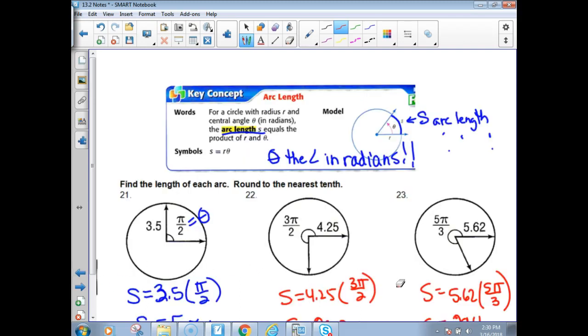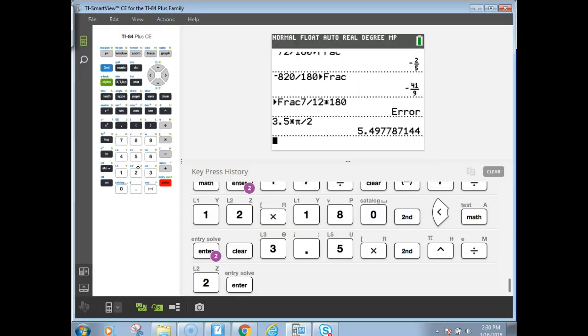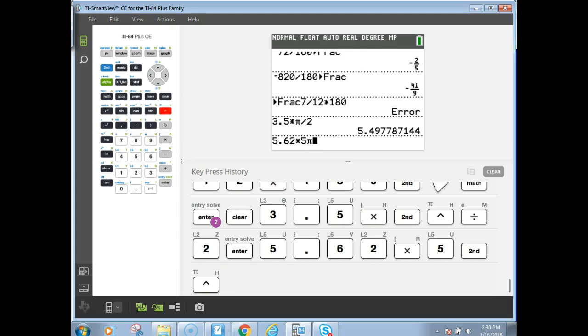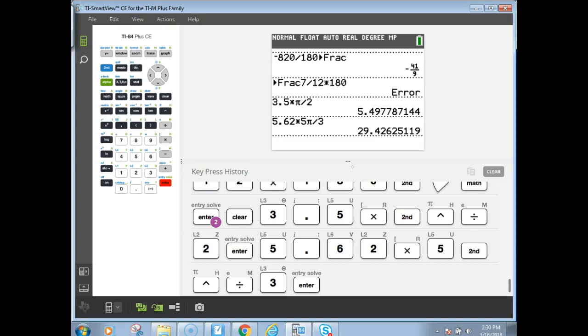Okay. Will you check your mode, please? Degrees. Okay. Try typing it again. Let me just type it at the same time. 5.62 times 5 pi. Hit the second button and the arrow up to get your pi. Divided by 3. Got it now? I'll try to come over and look in a minute.